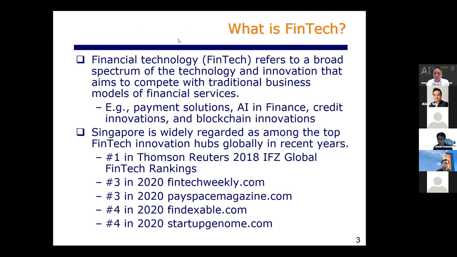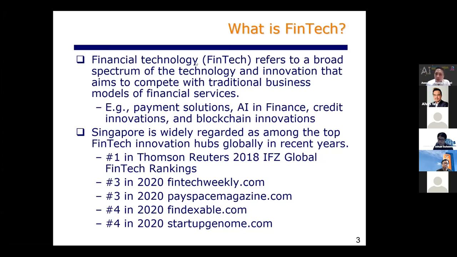So examples are all kinds of payment solutions, all kinds of borrowing and lending, and from the lender's perspective, like banks, it involves how to use AI and machine learning to evaluate the borrowers, various kinds of credit innovations. And fintech also includes the disruptive new technology, blockchain. Blockchain is the fundamental technology of cryptocurrencies and smart contracts. Those will be very important disruptive technologies in the coming years. So those are the examples of fintech innovations.